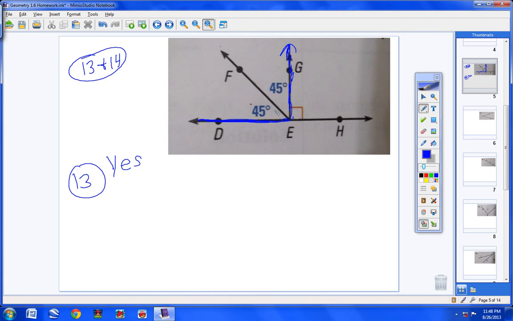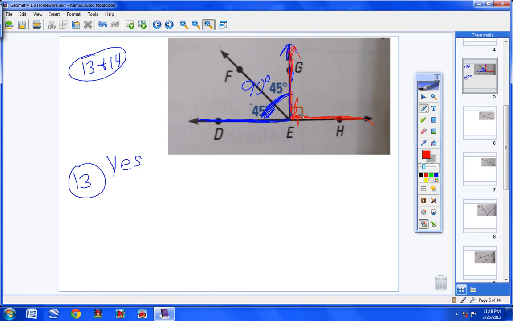So we know this little angle here is 45. This little angle here is 45. So then that tells me that this whole angle all the way up, 45 plus 45, that whole angle is 90 degrees. And then it says, is DEG congruent to HEG?